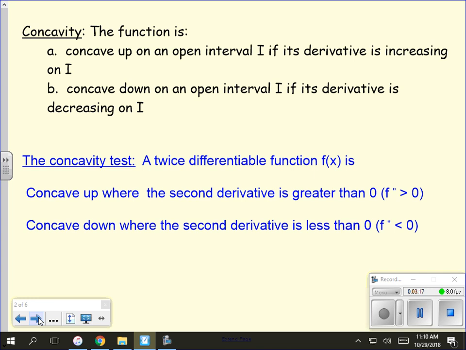How can we figure out where the derivative, where f prime is increasing and where f prime is decreasing? How do we find out where a function is increasing or decreasing? We just talked about that. You take its derivative. If the derivative of a function is positive, it's increasing. If the derivative of a function is negative, it's decreasing. How can we find out where f prime is increasing or decreasing? Where its derivative is positive or negative. Thus, we come up with a concavity test.